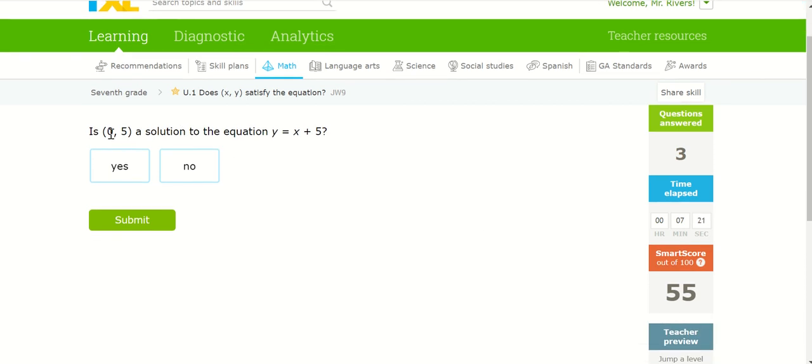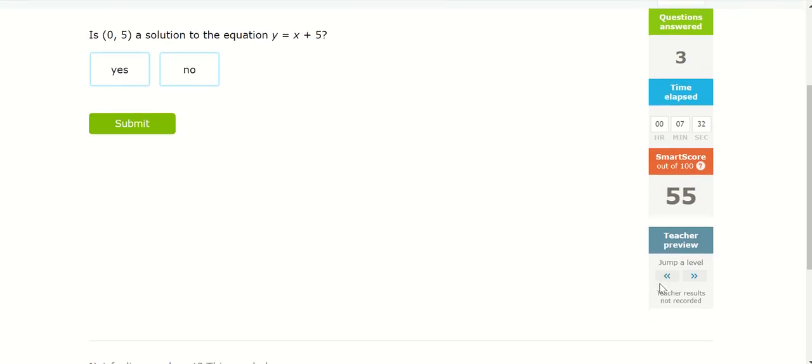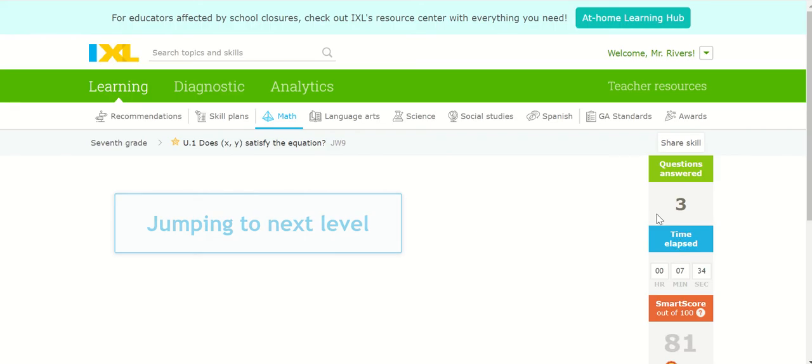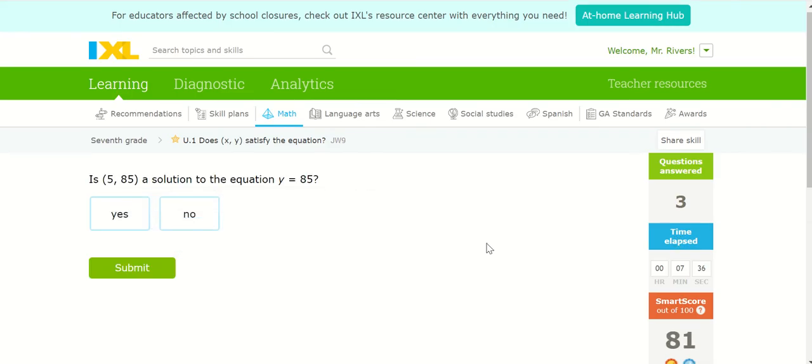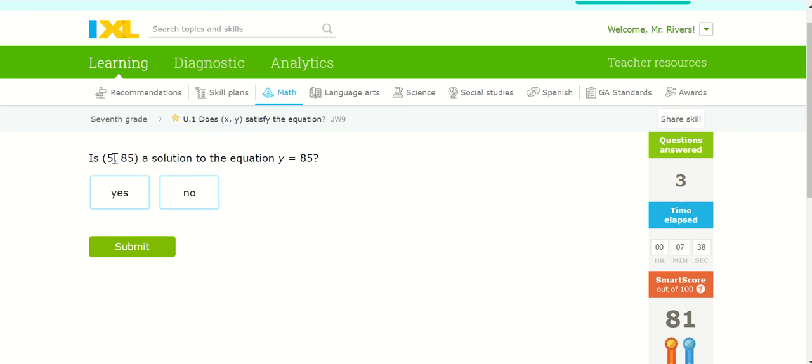Same thing here. We're going to plug in x equals 0, y equals 5. 0 plus 5 is 5. Is that equal to y equals 5? Yes, it is. So that would be yes. Let's jump up another level. Again, we're just subbing in the x and the y coordinate. All right. Is 5 comma 85 a solution to that equation?